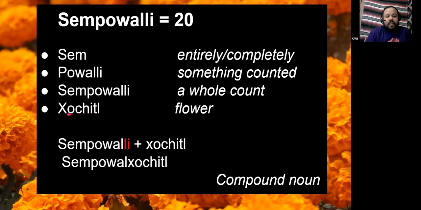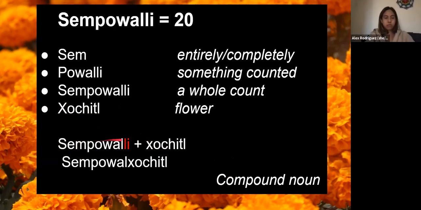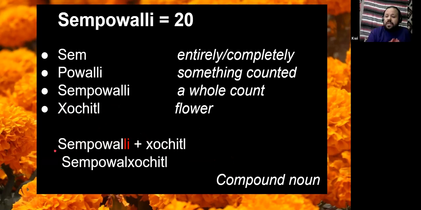Sempoalxochitl. And then, well, the word Xochitl. So Sempoalxochitl is a compound word, meaning a word that's made up of two words, two nouns, a compound noun. When you combine two words, you drop the ending of the first one.